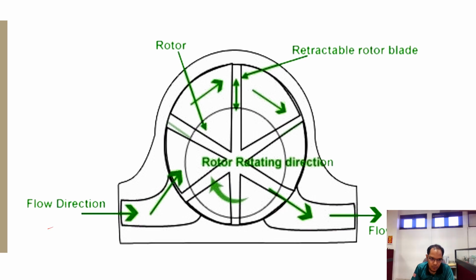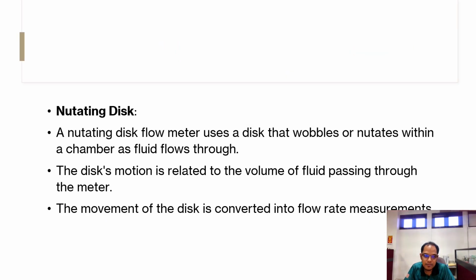Ni awak nampak ni ada flow direction masuk dalam. So ini pun berpusing. Hasil pusingan ni tu kita dah tahu berapa flow rate tu. Ni flow tu akan keluar lah, sebab masuk mesti akan ada keluar. Okay.